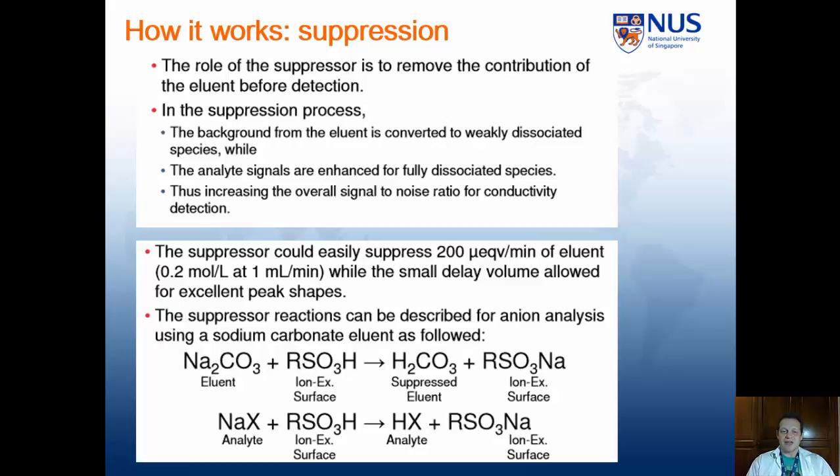Let's look at the chemistry of how that happens now. In terms of the technology, the suppressor capacity is massively more than any reasonable eluent that you would use.